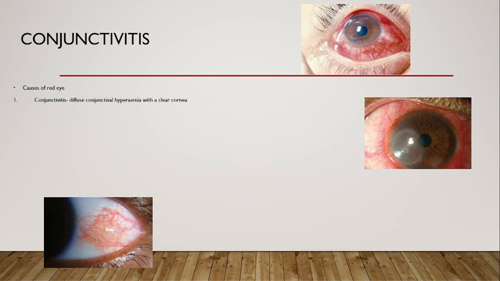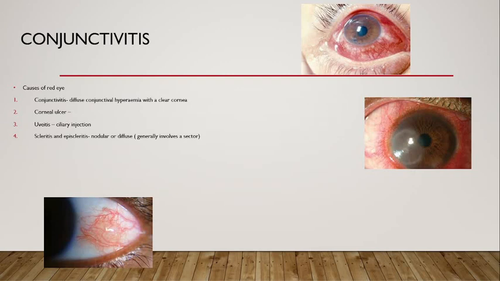So conjunctivitis, this is the commonest cause of red eye. There's a diffuse conjunctival hyperemia, and the cornea is clear. And if you see that, rather than the area surrounding the cornea, the fornices are more red, that is a hallmark of conjunctivitis, right? Corneal ulcer, you have more redness around the cornea. Uveitis also has what we call the ciliary injection. This is the ciliary area, where the ciliary body lies. So the redness is more around the cornea in uveitis and corneal ulcer, whereas conjunctivitis is more in the fornices.